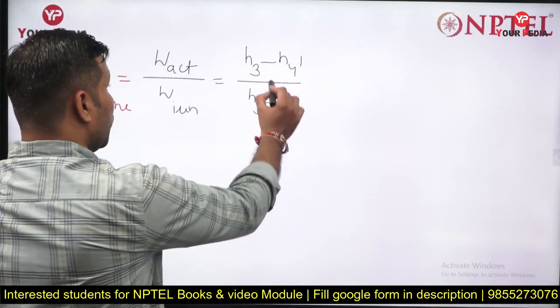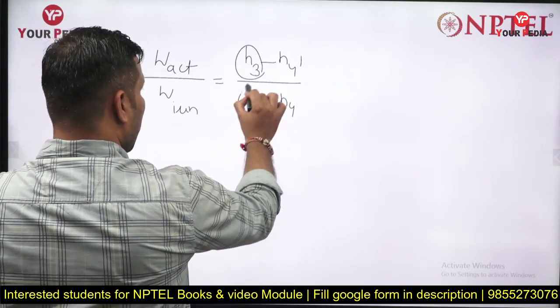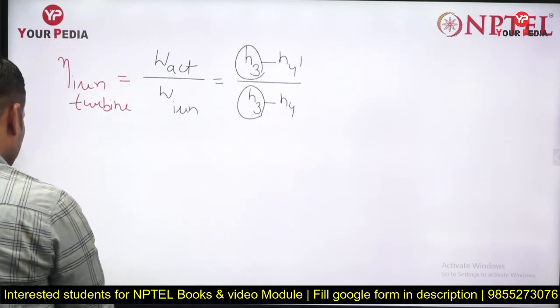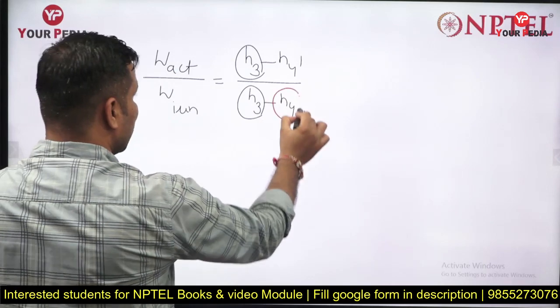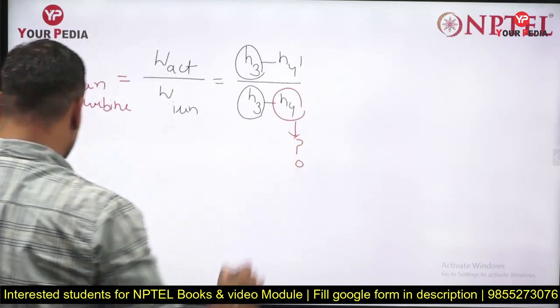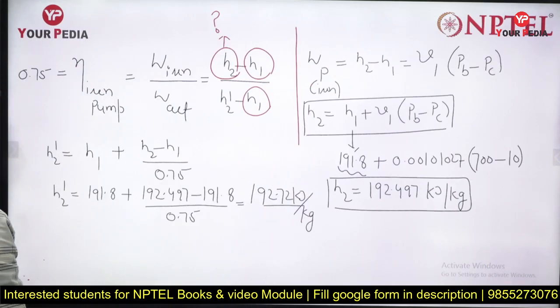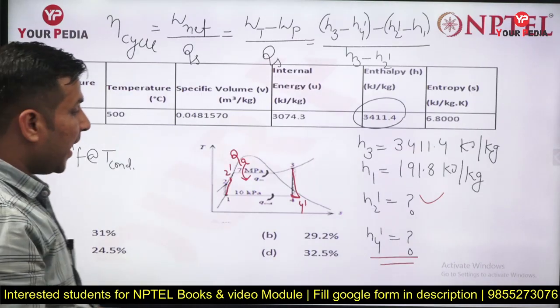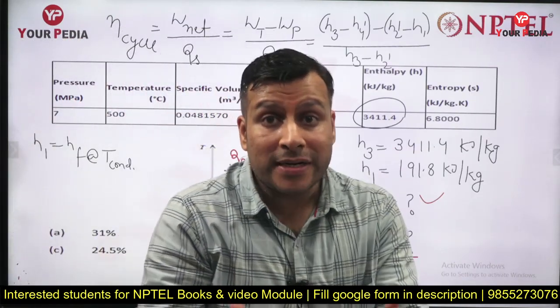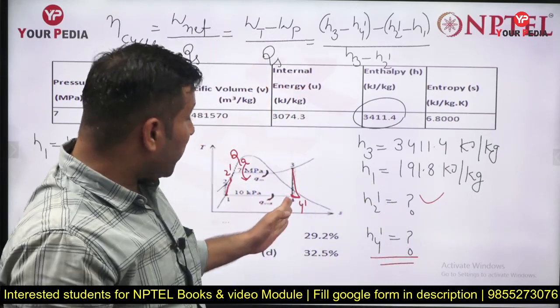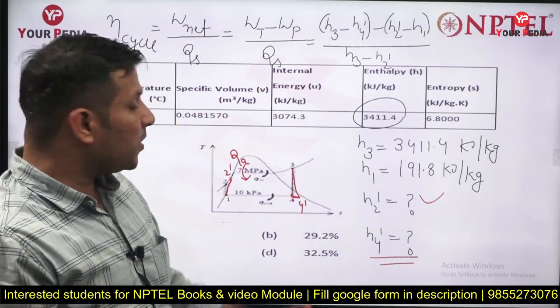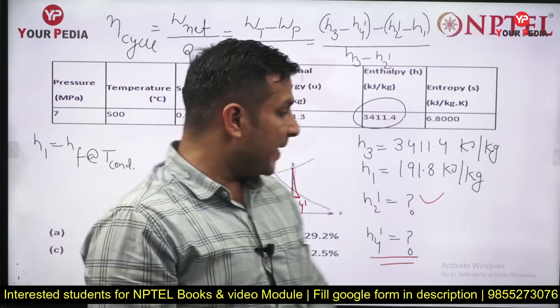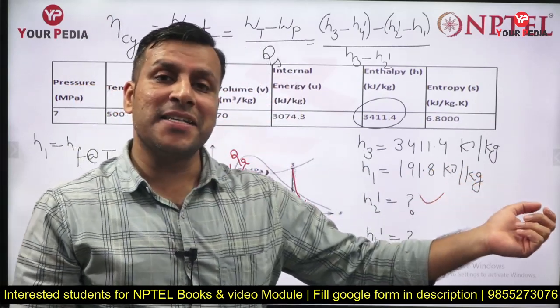So now again, you know the H3, and from where you are going to get H4 guys? H4 is not directly known to us, because what is H4? You can check it in this diagram. H4 is the enthalpy of the wet steam. This 4 is in the wet region, 4 dash is also in the wet region. Okay, you cannot take it as Hg at the condenser pressure.